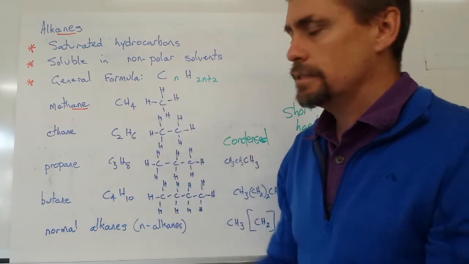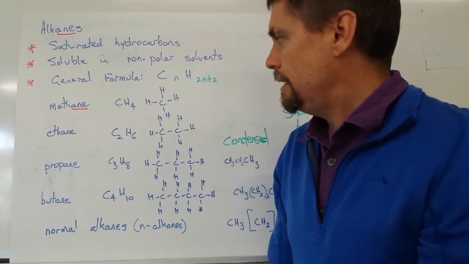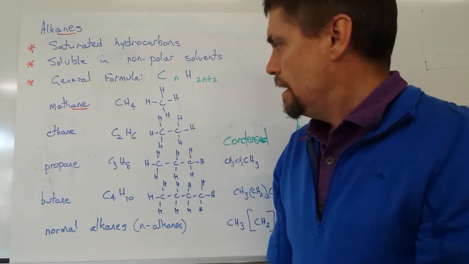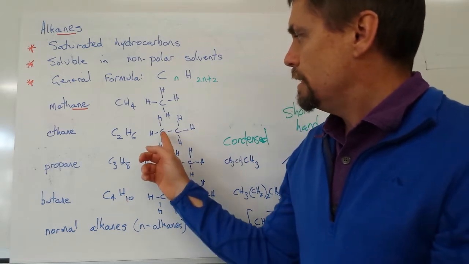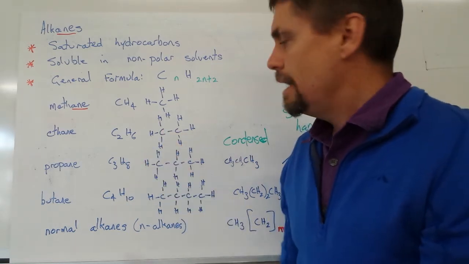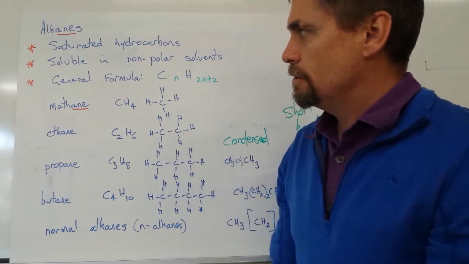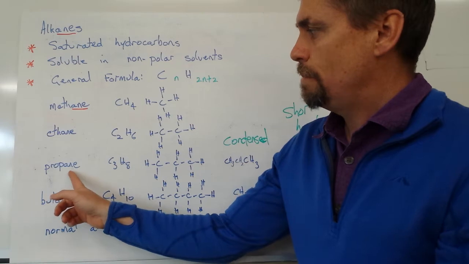Our second simplest alkane is ethane, C2, and we put our 2 into the formula here, and we get 6 hydrogens, so it's C2H6 for ethane. And we can draw our structural formula in the same way. Now the way to draw that structural formula is to draw the carbons first and then fill in the hydrogens afterwards.